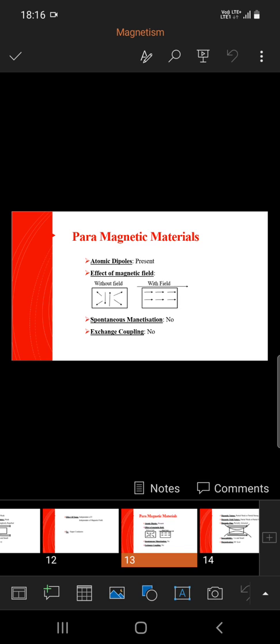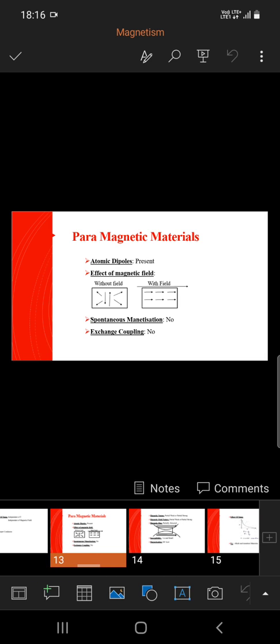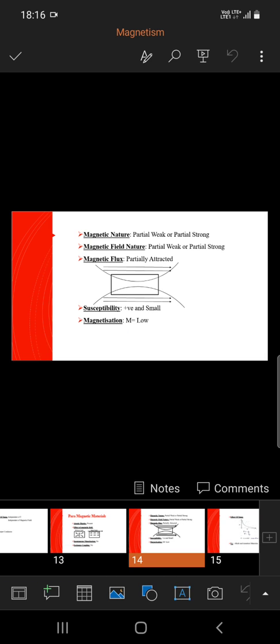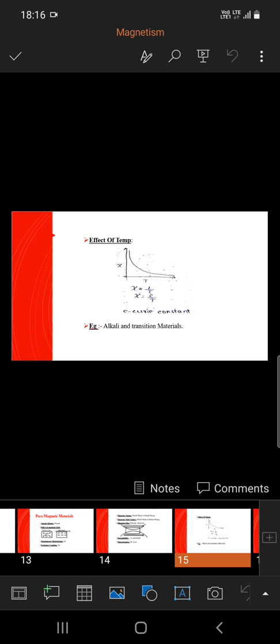Paramagnetic material. Atomic dipoles are present, and the effect of the magnetic field, we can see in our picture, with field and without field. Spontaneous magnetism, no. Exchange coupling, no. Magnetic nature, partially weak or partially strong. Magnetic field nature, partially weak or partially strong. Magnetic flux partially attracted. Susceptibility, positive and small. Magnetism M is low. Effect of temperature, you can see in our picture, it is in a curved shape. Example, alkali and transition metals.